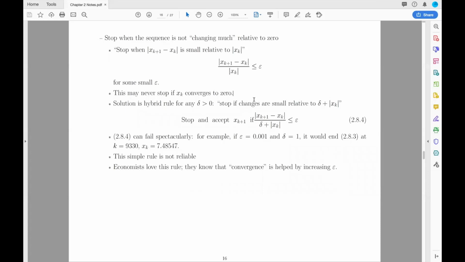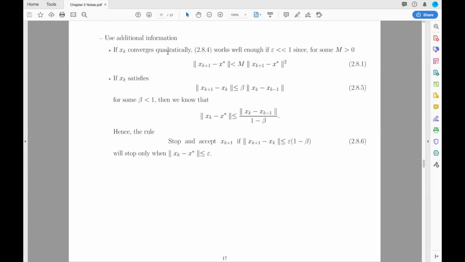So what you have to do is add some small delta here, and then now you're adding in implicitly some kind of units, but you make this a small number, and so then you stop if this ratio is small. That at least takes out the units. Okay, this can also fail spectacularly, and so this also is not reliable.